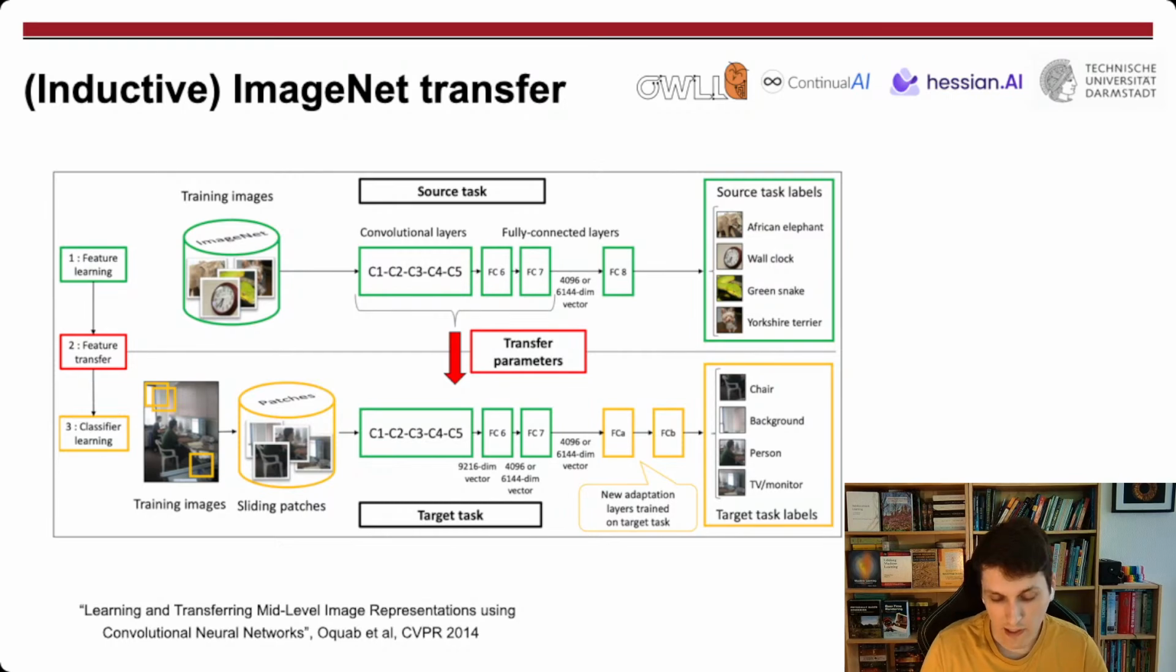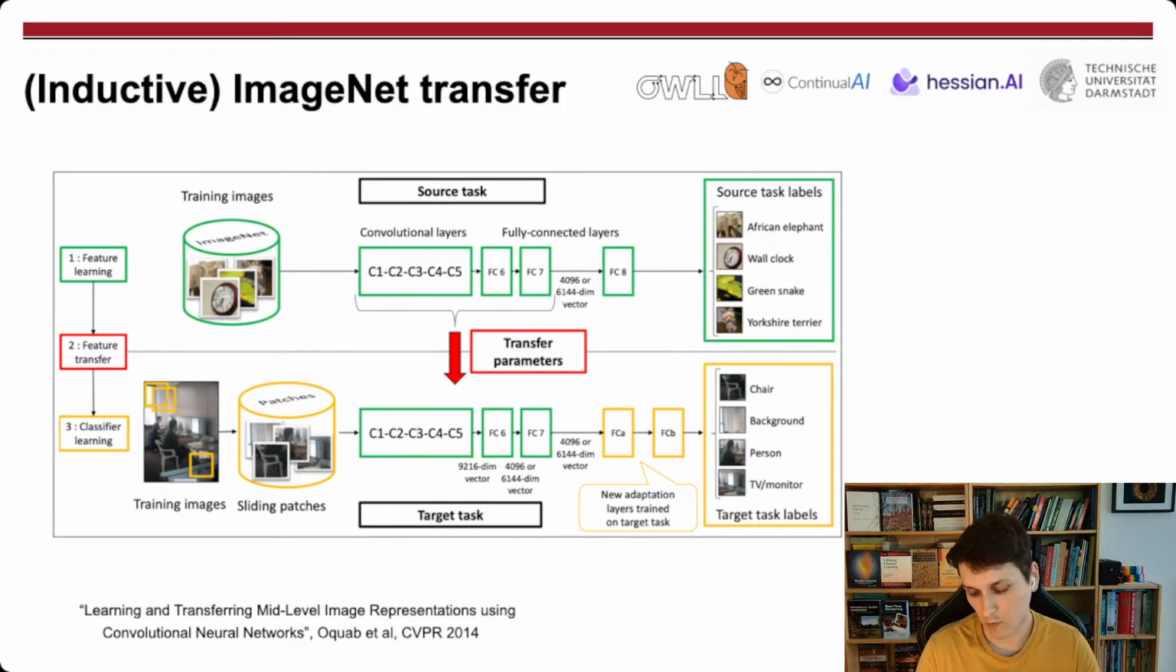Now, this has then led to a wave of works, I would say, because you'll find transfer deep learning everywhere nowadays, where this pattern is taken into account and practiced in all its variations. Here again, you can see some of the applications where the source task labels are something like African elephant, wall clock, green snake, and later you transfer to target labels such as person, TV monitor, background, where you transfer the parameters from the early layers, you don't freeze them, and you add very specific layers at the end that completely adapt to the new task.